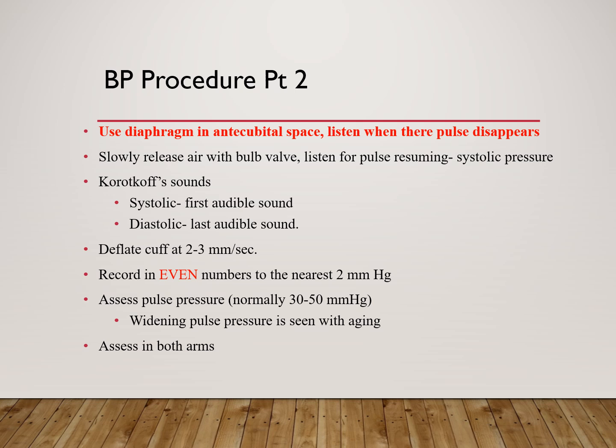So you're assessing also the pulse pressure. And so that's the pressure between the systolic and diastolic values. That's the pulse pressure. You will want to probably assess in both arms because sometimes there's difference in one arm versus the other. But for the sake of your checkoff, you will just do this in the one arm.